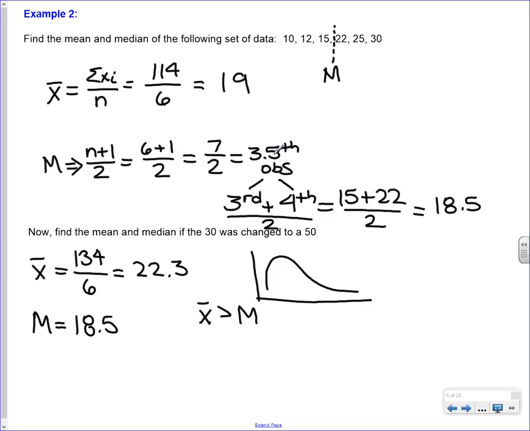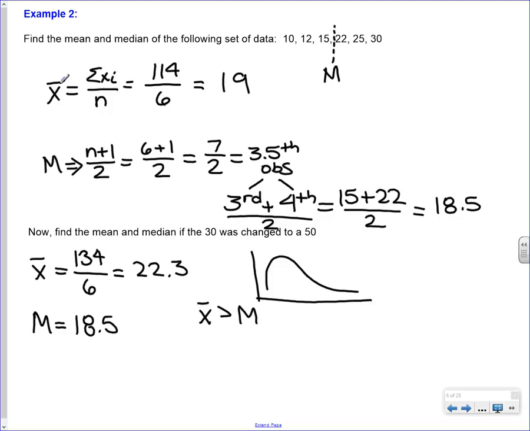Is 3.5 our median? No, right? 3.5 is telling us where our median is. Since it has a 0.5, that means it's between 3 and 4. So it's between the third observation and the fourth observation. So we go up here to our numbers and we say, okay, this is the third, this is the fourth, so our median falls right in between there. We add the two together and divide by 2 and get 18.5. So that's the number that would fall right in the middle of those two numbers. Okay, so that's our median.